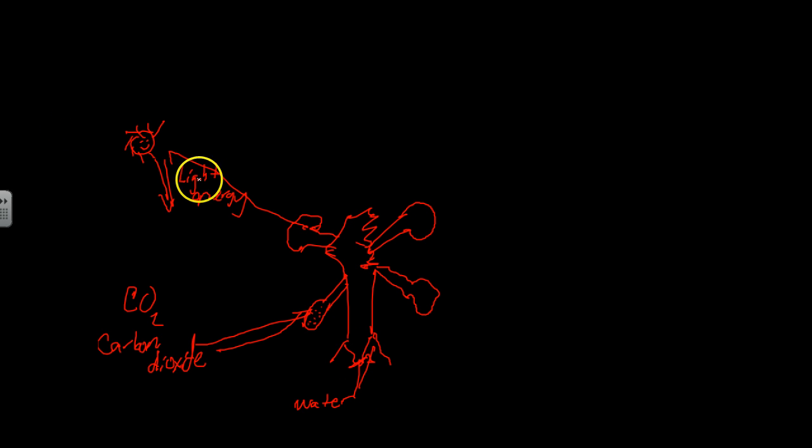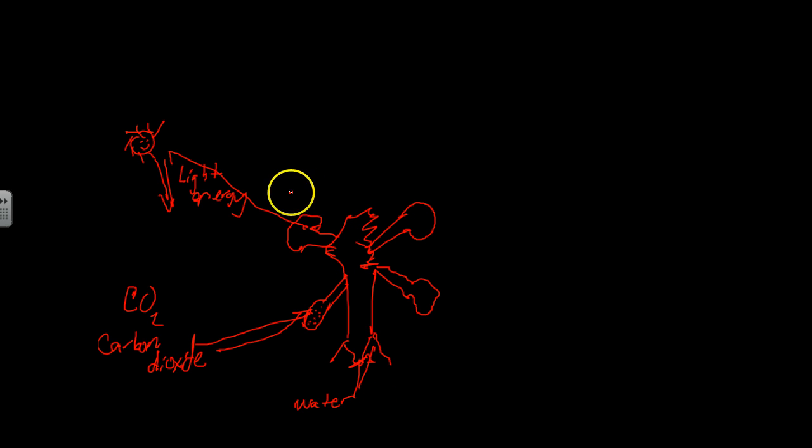You have the sun's energy, or the light. You have the carbon dioxide, which is given off when we breathe, but also through carbon fixation. And we also have water that is being taken in from the plant's roots.